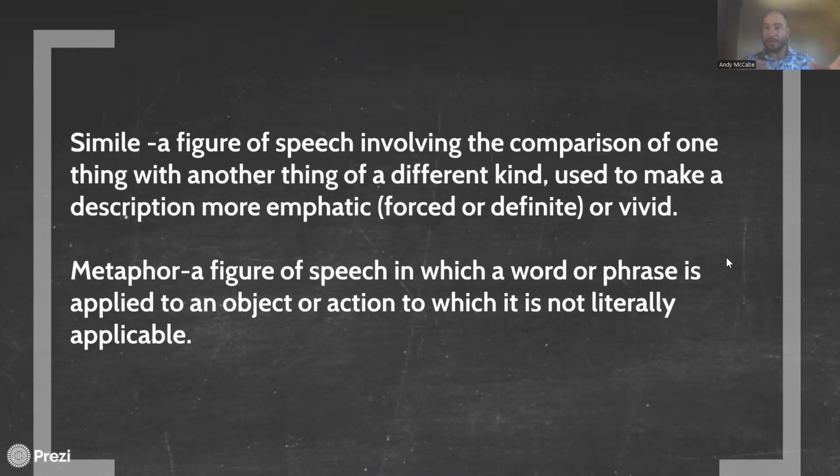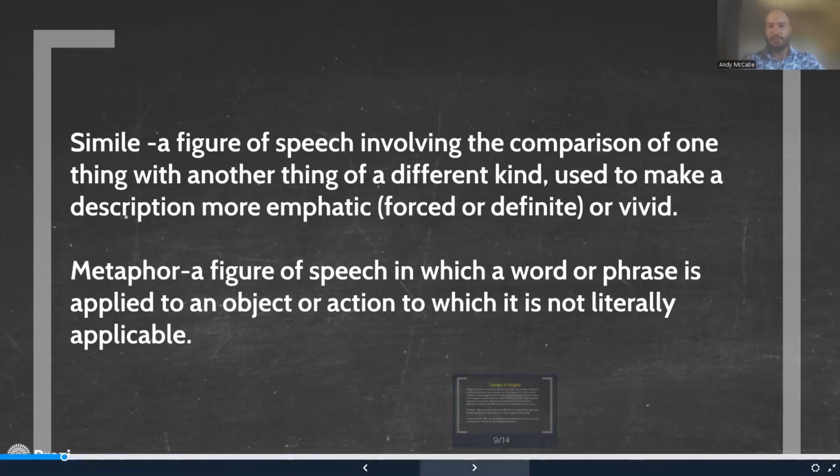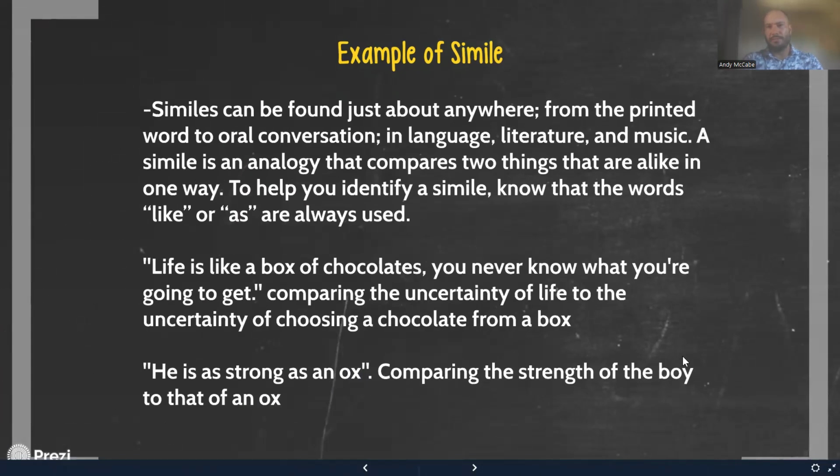Now, a metaphor, on the other hand, we don't usually use like or as. Instead, we usually classify one thing in terms of the other by saying it is that thing. So a metaphor is a figure of speech in which a word or phrase is applied to an object or action to which it is not literally applicable. So, why don't we illustrate these differences with a few examples?